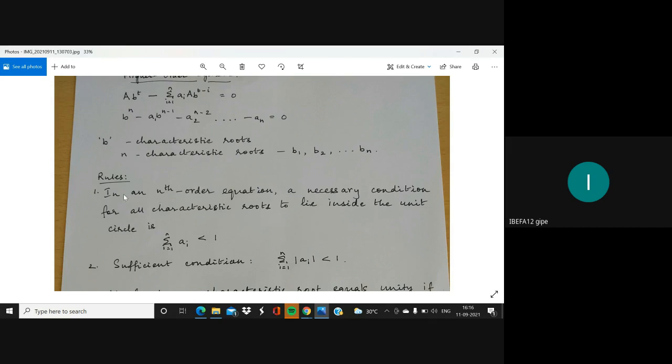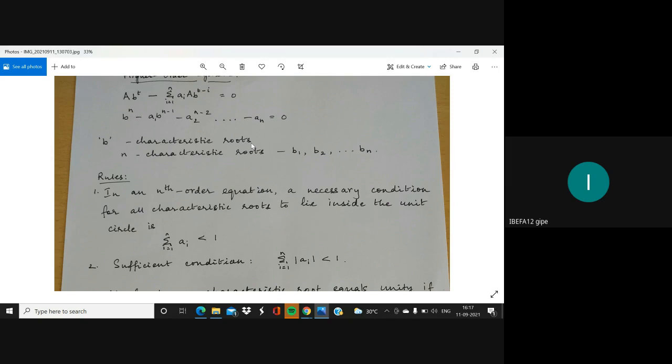Now there are certain rules that we need to understand about this. How do we make sure that these characteristic roots lie inside the unit circle? Generally it's very cumbersome. You can already see that for an nth order equation it will be very difficult to find all the characteristic roots, and generally nobody sits and calculates all of them. Even with the lag operator, we cannot simplify this very easily to find all the n roots of a characteristic equation.